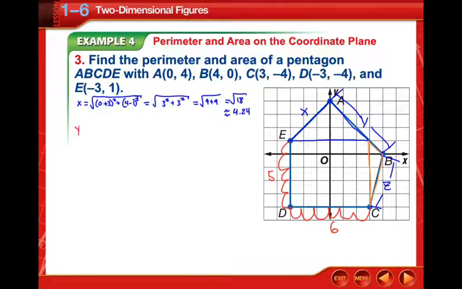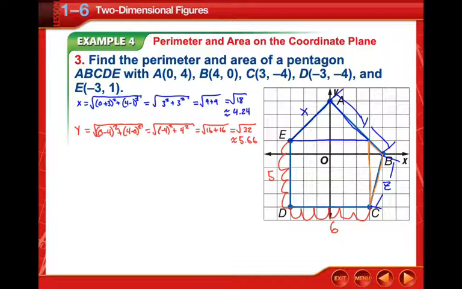Now for the side labeled as Y here, it's going to be equal to the square root of, again here, Y goes from A to B. So those are our points we're using. So that's going to be 0 minus 4 squared plus 4 minus 0 squared. That's going to be a -4 squared plus 4 squared, which of course -4 and 4 squared are both 16. So this is the square root of 32, which comes out to be about 5.66.